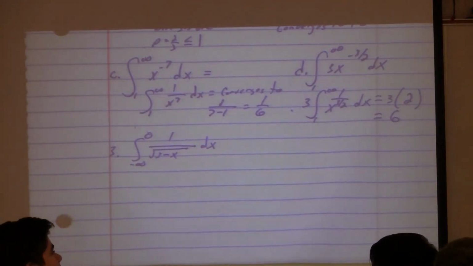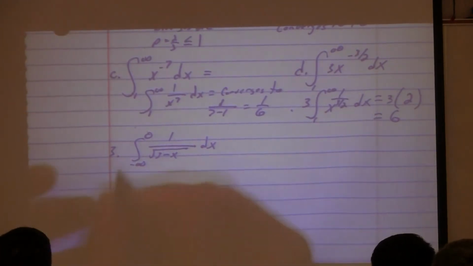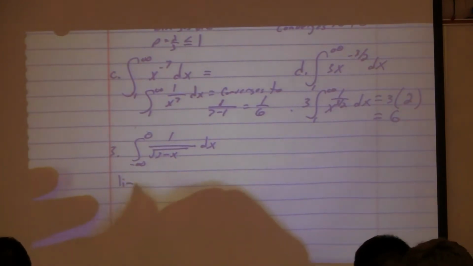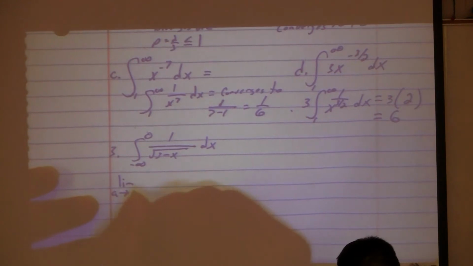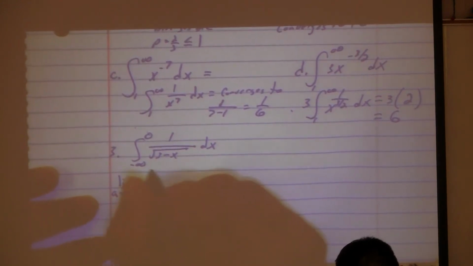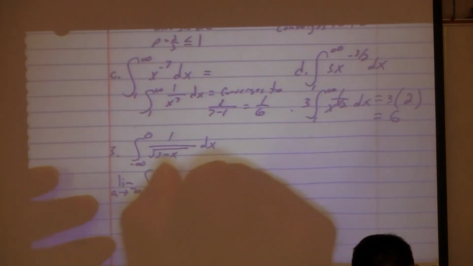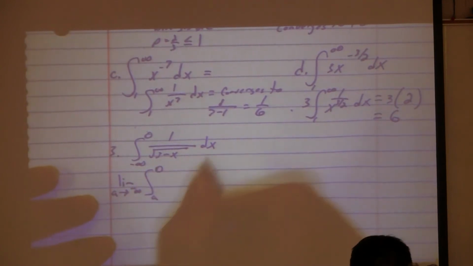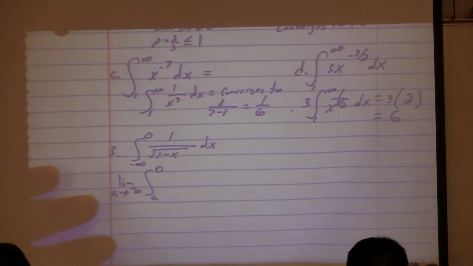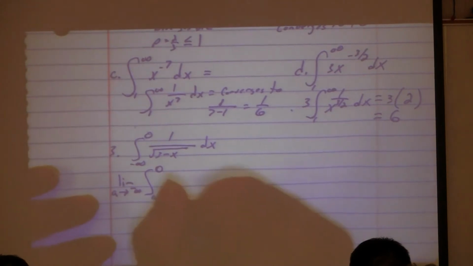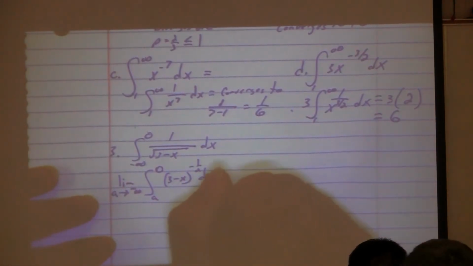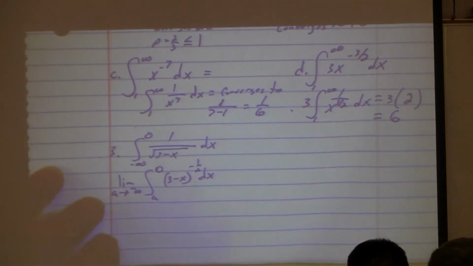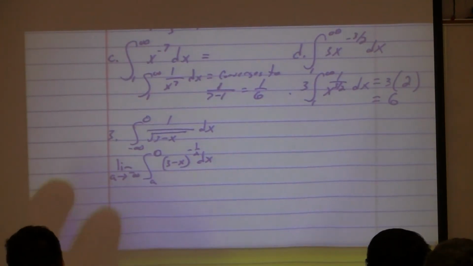Limit notation, right? We have to say we want the limit as A goes to negative infinity of the integral from A to 0. How can we rewrite this to make it a little easier to integrate? 3 minus x to the negative 1/2. Now we gotta do some integration in our head.